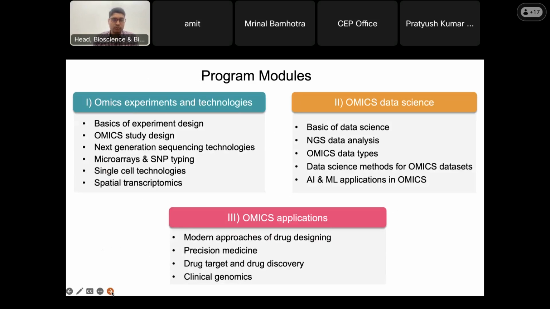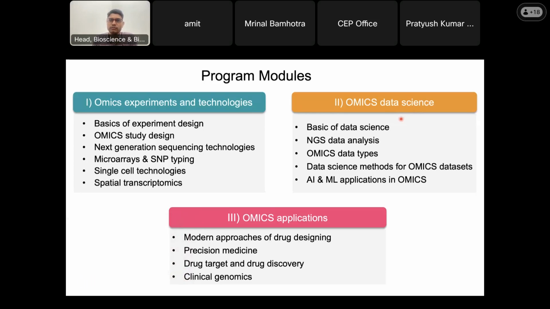In that we provide a basic understanding of how you can plan your experiments, how you can perform omics studies designs, and how you can use next generation sequencing technologies, including microarrays and SNP typing, etc., and also state-of-the-art single cell and spatial transcriptomics. In the second module, we focus on omics data science.